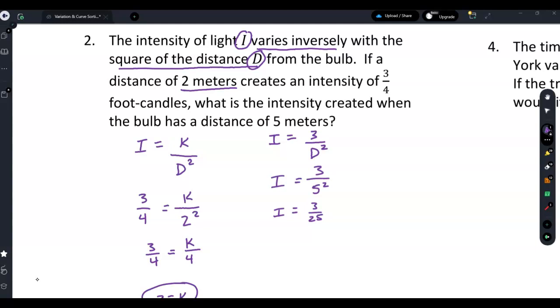Since it is a story problem, I want to make sure I put the correct units on this. So this is when I just have to look and see what units they used. The units that they used in this problem were meters and foot candles. Meters was for distance. This is an intensity, so this must be in foot candles.